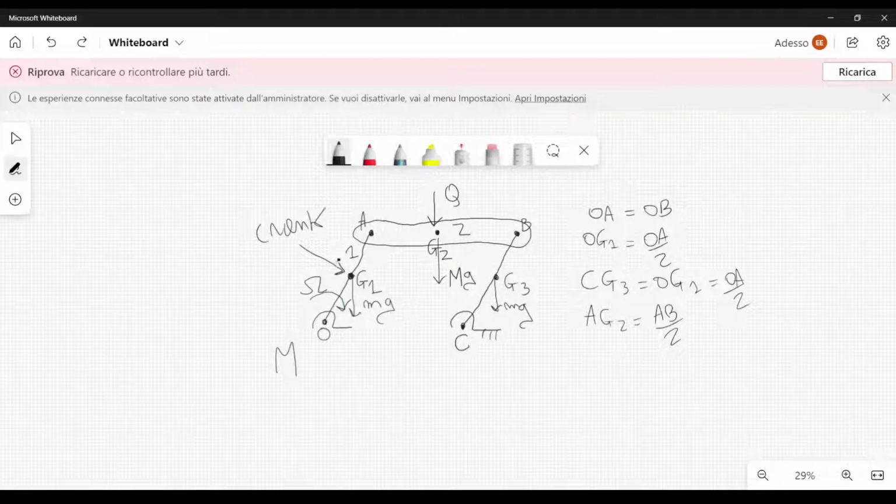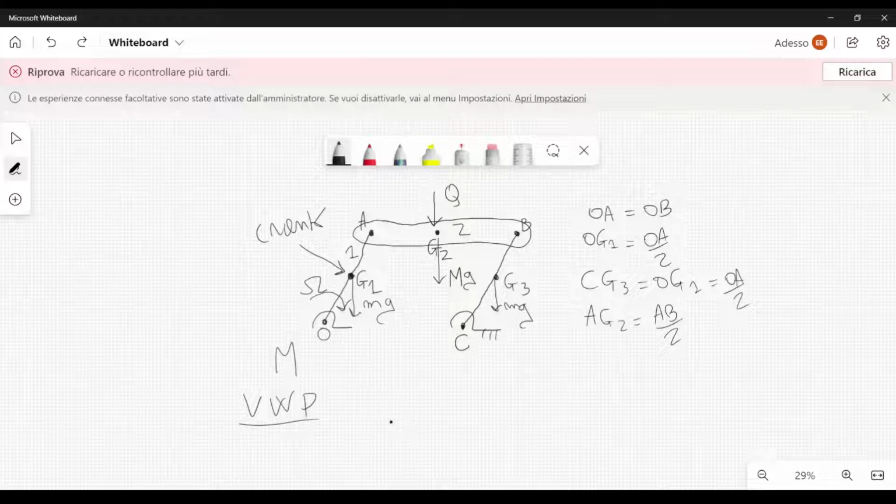And well, let's start. I will solve this problem in two ways. First, I will consider the simpler way, which is by using the so-called virtual work principle, VWP. So this virtual work principle is simply an energy balance.